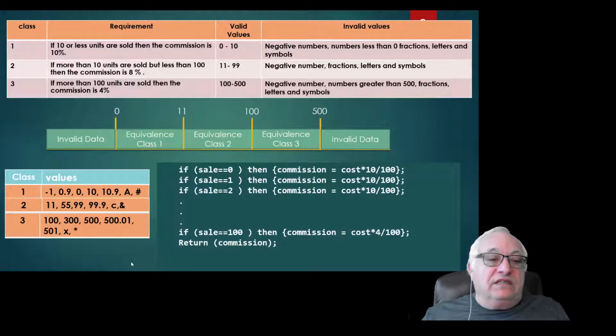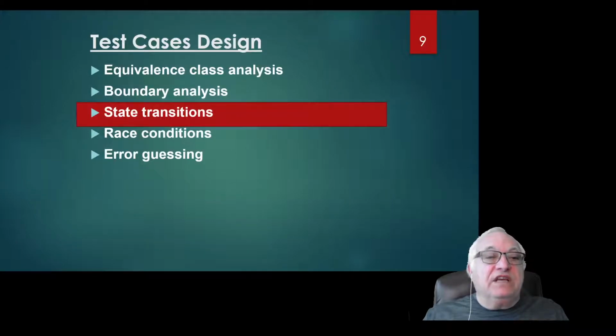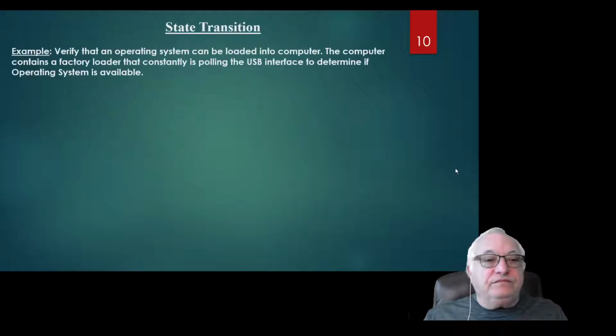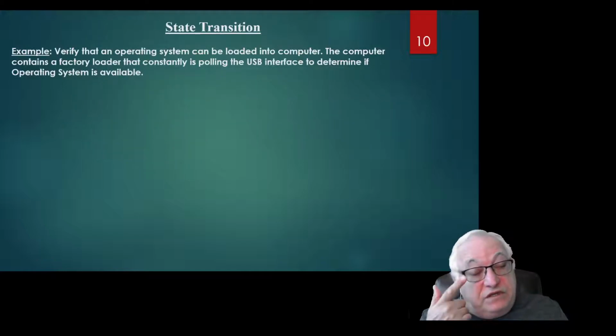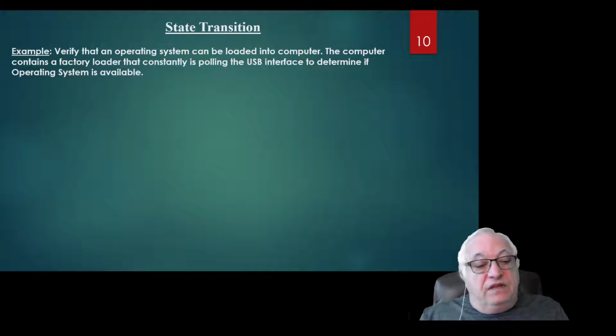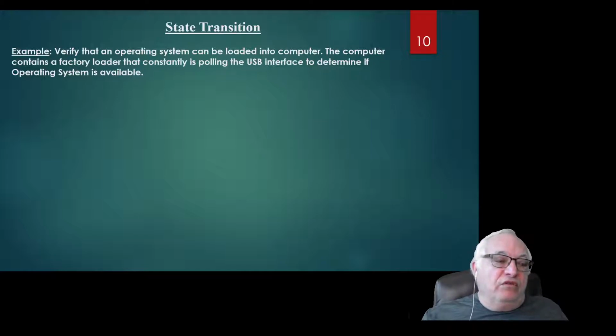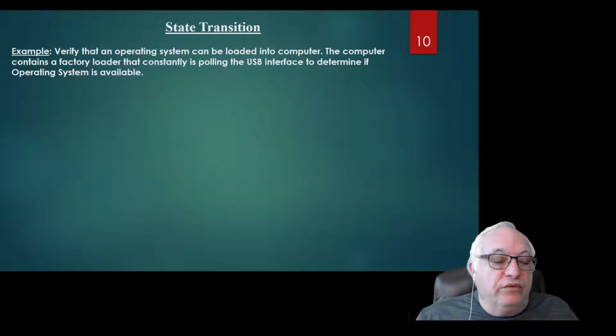So anyhow, let's get to the next technique that can help you. Next technique is state transition. State transition is when your program goes from one state to another. So if you want to test the state transition, then you must understand the states of the program you are testing. So you're going to have to become fairly knowledgeable with the program. So anyhow, what I have here is just giving you a sample of where you would use the state transition technique.